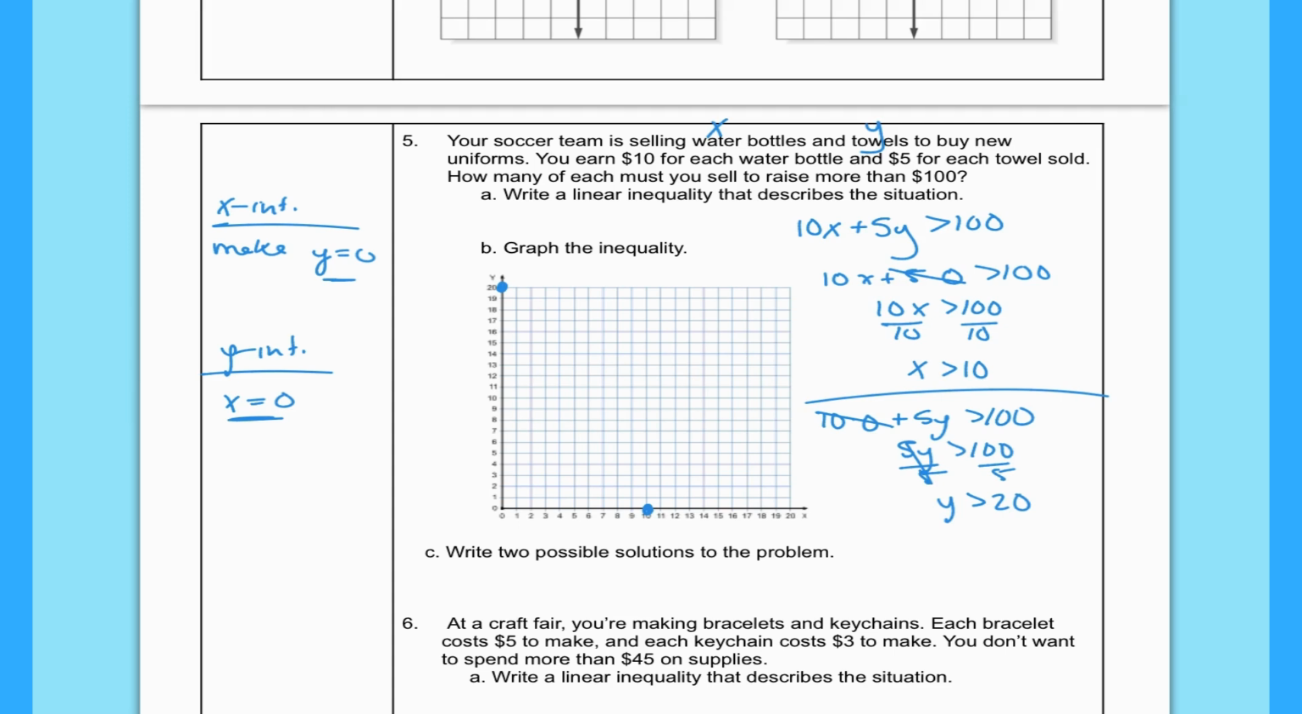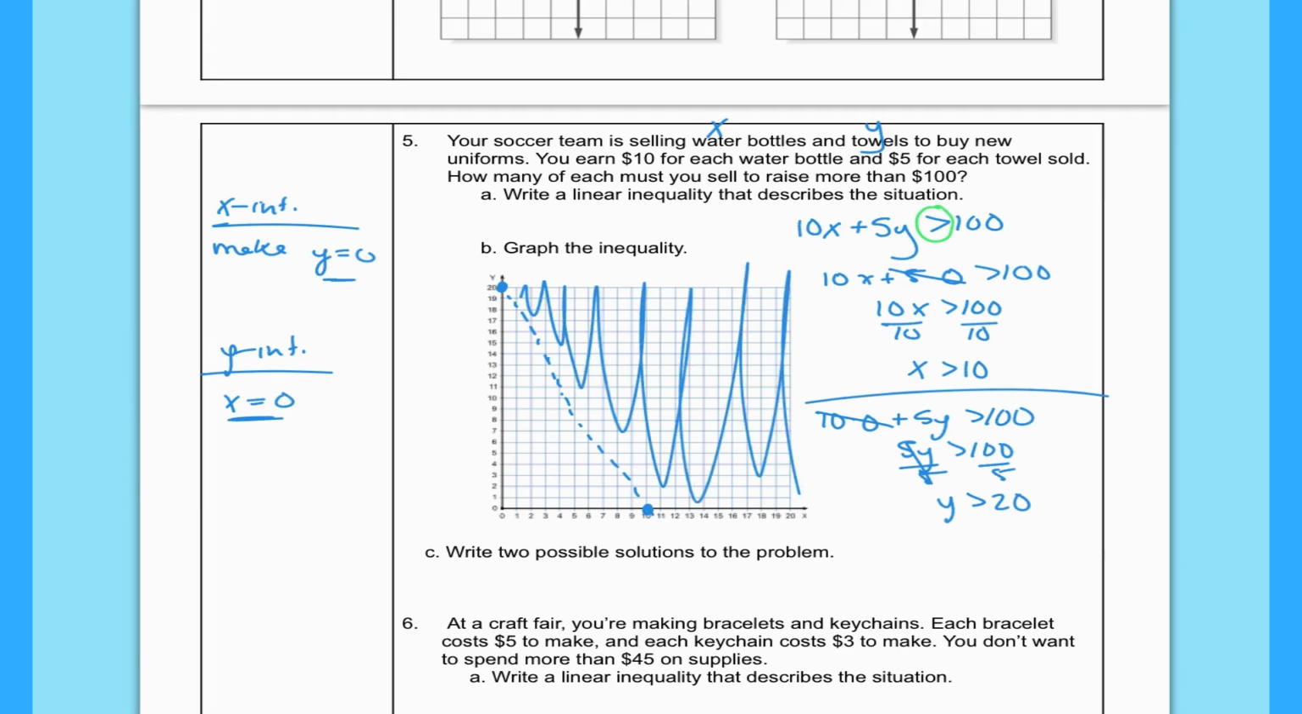But remember that since we are using inequalities, and this inequality is strictly greater than, cannot be equal to, we need to have a dotted line connecting these two intercepts. Try to make it as straight as possible. I did not do the best job there. And then we need our value to be greater than 100. So the side that's bigger than is going to be everything over here. So any point in this area would be a solution.